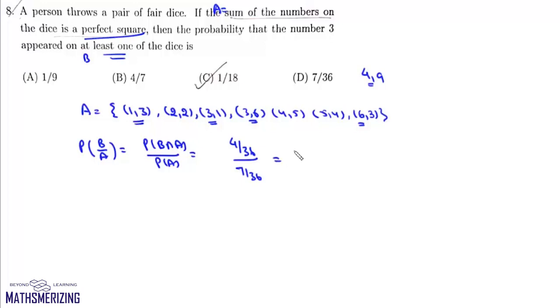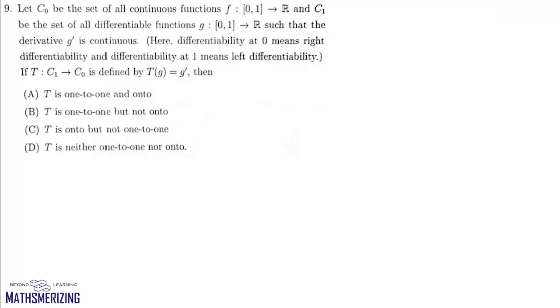So this required conditional probability is simply 4 by 7, and that's your option B. Now question number 9 is, we are given C0, which is the set of all continuous functions f, and C1, which is the set of all differentiable functions g, such that the derivative g dash is continuous. Now if we define a function t from C1 to C0 given by t equals g dash, then we need to find which of the following options is correct.